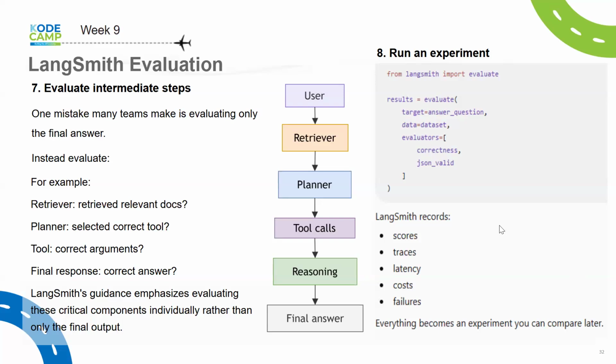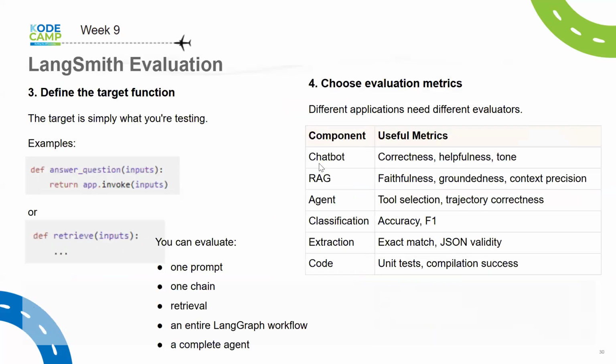So when you have done all of that, then the next thing is to run an experiment, right? And you can run an experiment by simply bringing in this evaluate function from Langsmith. So if you remember, at every step we had developed some things. So first of all, for example, we have created the target function here. You have the inputs. You created a target function here.